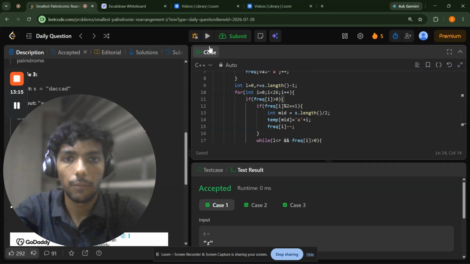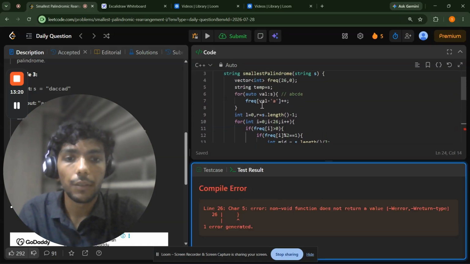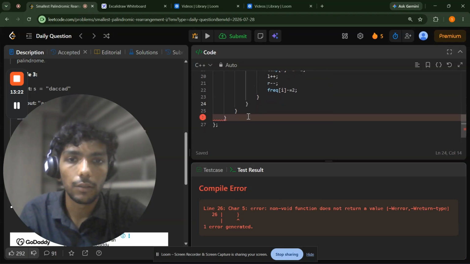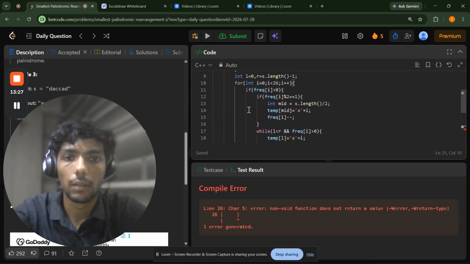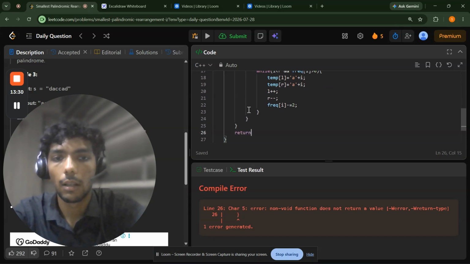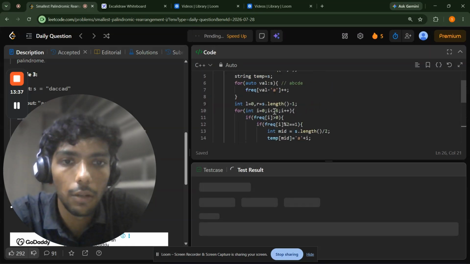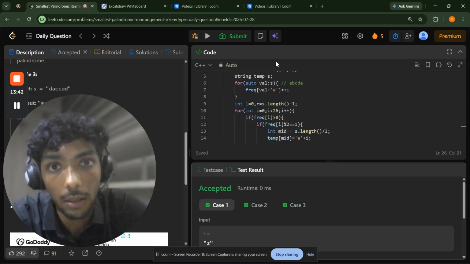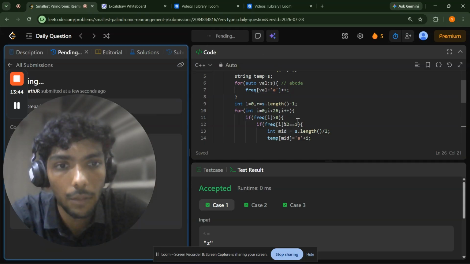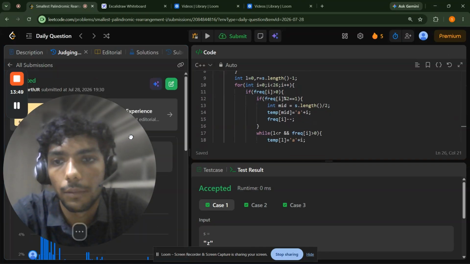So let's check once. Here it is the frequency. We increment. Okay, what is the issue? We have to return the temp because we have made changes in the temp. So we make the frequency check over here. If it is greater than 0 and odd, there is only one possible middle odd number. So we first put it in the middle and decrement it.